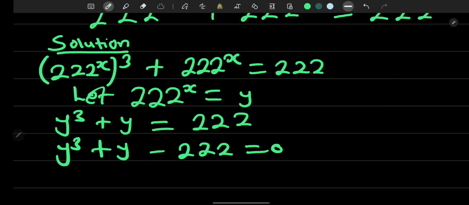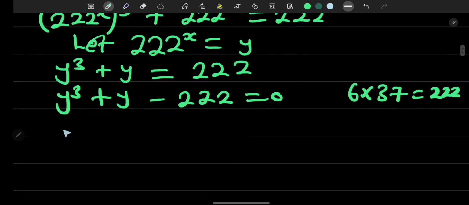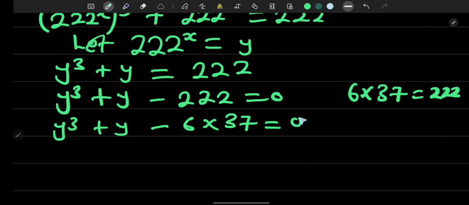Okay, now from here, how are we going to solve this? y cube plus y minus 222. Okay, remember that 6 times 37 is going to give us 222. Okay, but this is not the only two numbers that will give us 222, but this is what we're going to use here to solve the problem. All right, so now we have y cube plus y minus 6 times 37 equals 0.